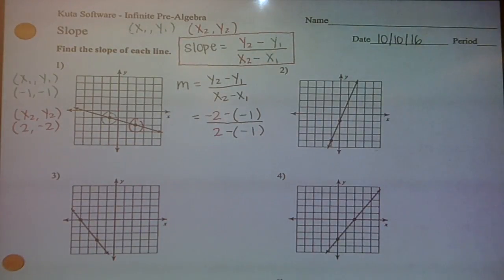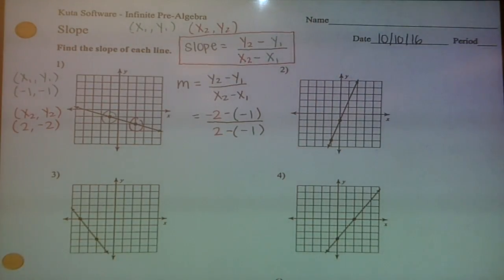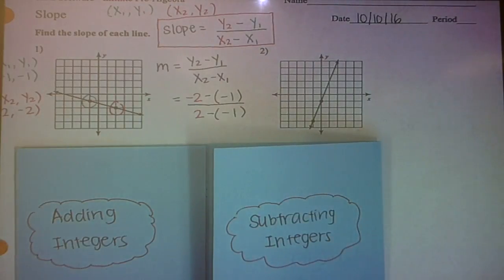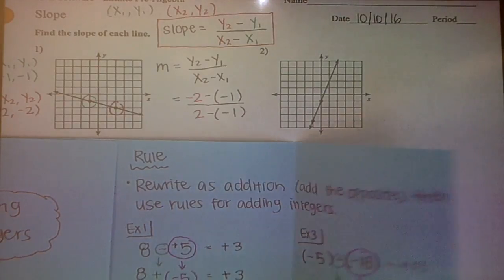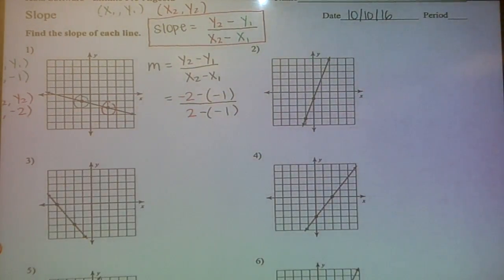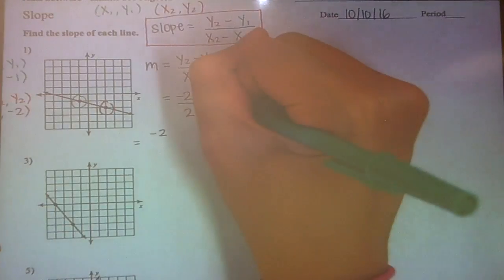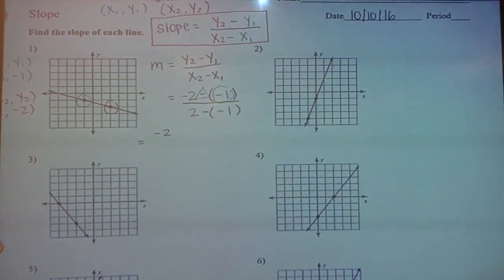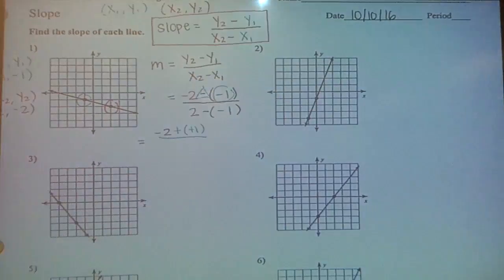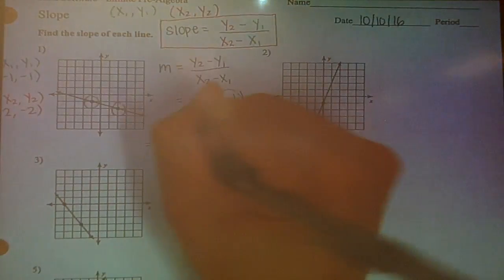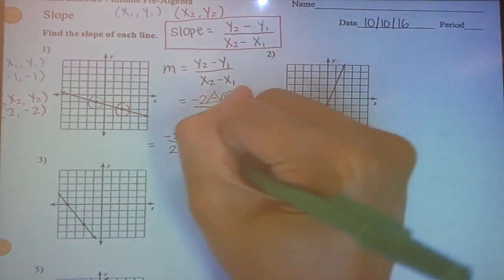So we can use our foldable to help us find the solutions. When we are subtracting integers, the rule is to rewrite it as addition and add the opposite. So we're going to rewrite this as addition. So I have -2. We change the addition and we take the opposite of the second number. So this becomes plus a +1 over 2. And then we change to addition and take the opposite, so we add a positive 1.